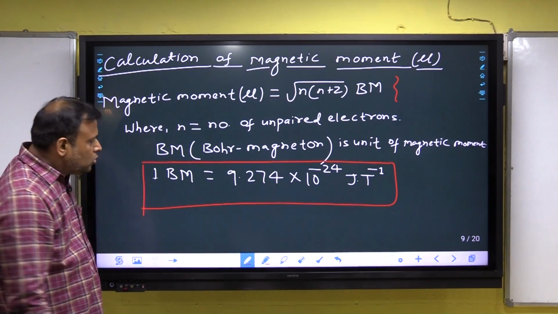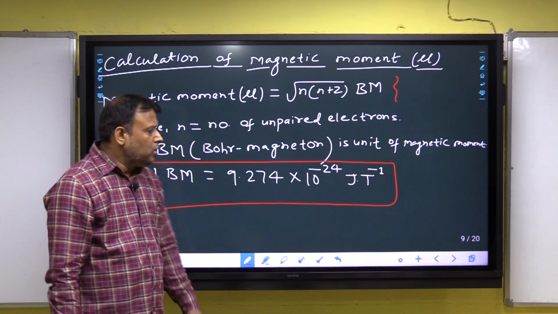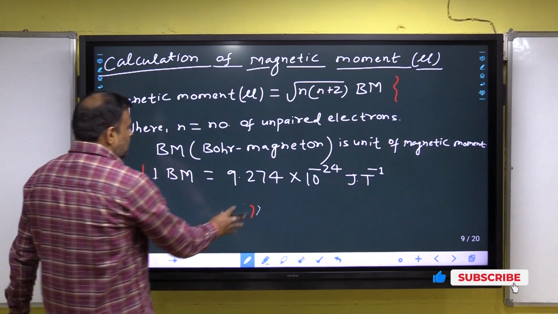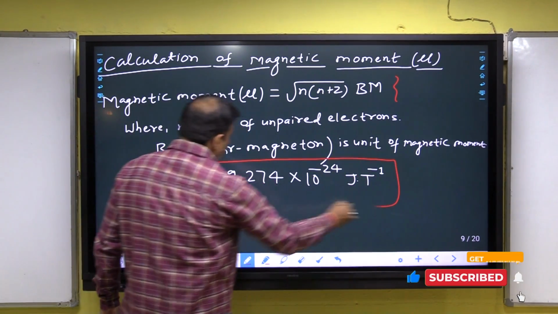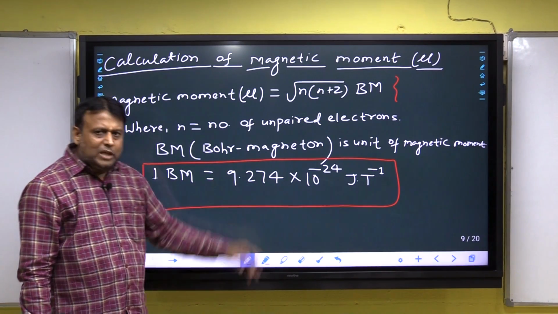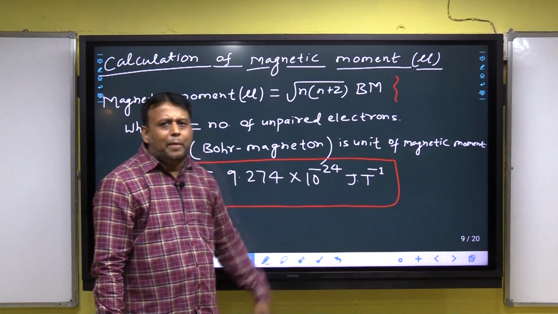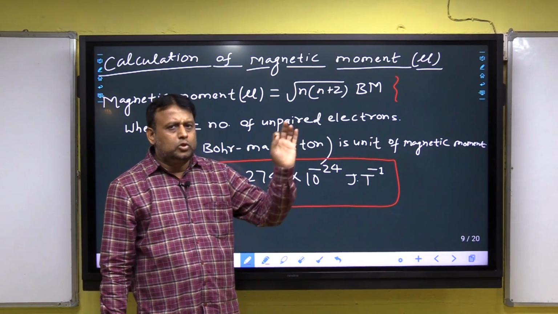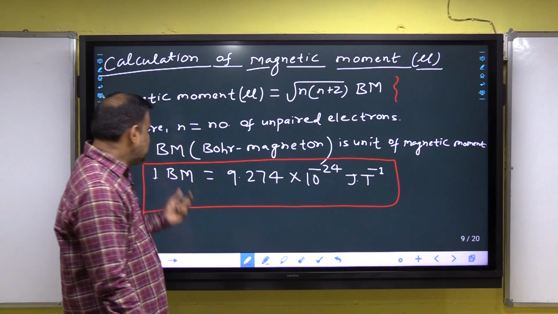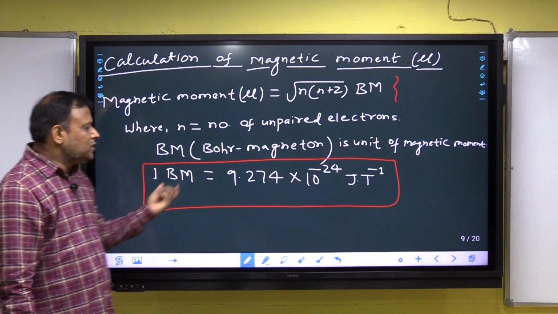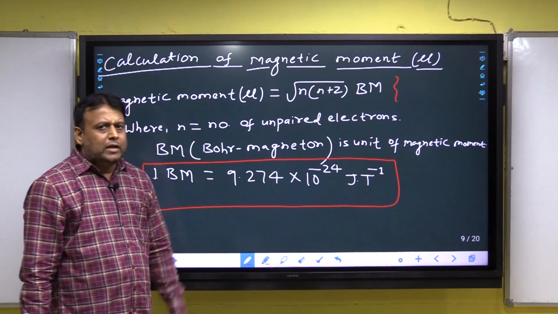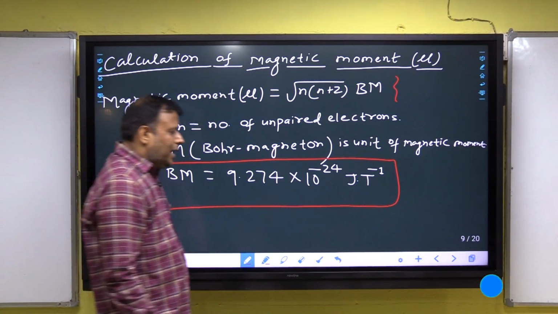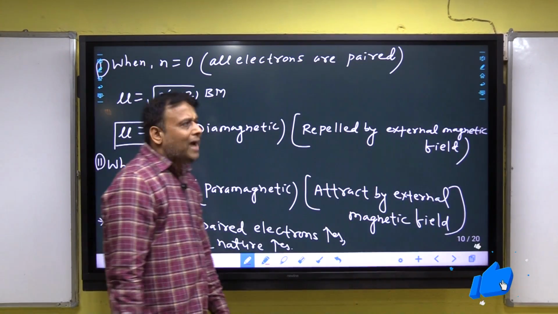Always keep in mind, 1 BM is equal to 9.274 into 10 to the power minus 24 joule per Tesla. I am repeating, 1 BM is equal to 9.274 into 10 to the power minus 24 joule per Tesla. Now, calculation of magnetic moment.